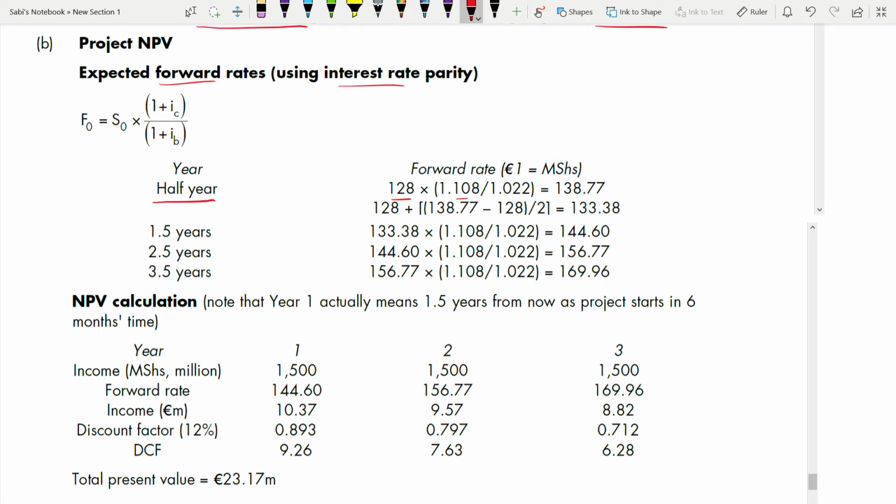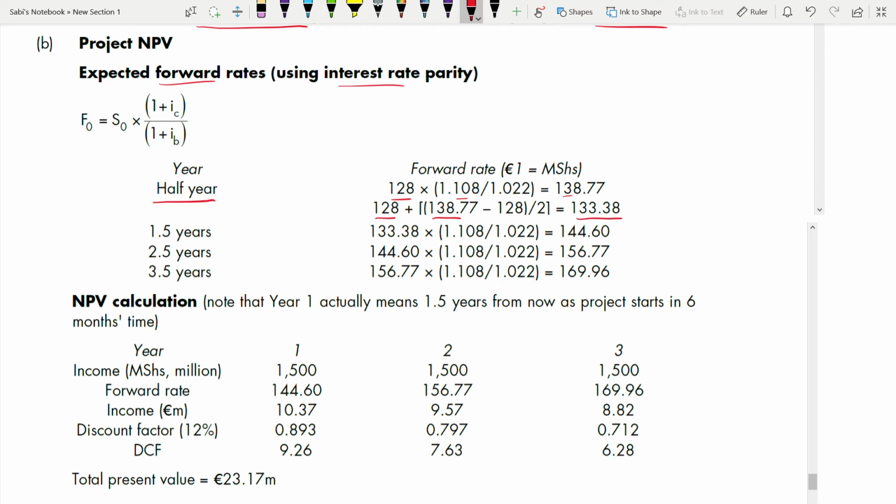Now how do you find for the half year? So half year, this is your 1 year's rate, plus that. Of course, your half year's rate will be less than that 1 year rate. It will be less than 138.77. So it is 128, plus this 138 which you have just calculated minus 128, divided by 2. So that plus 128, it is 133.38.